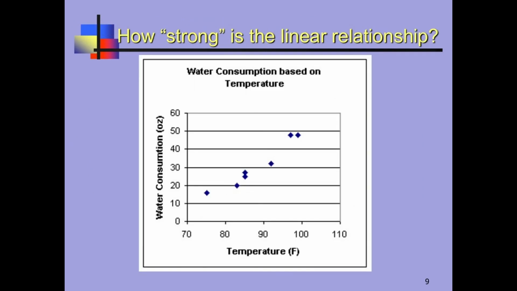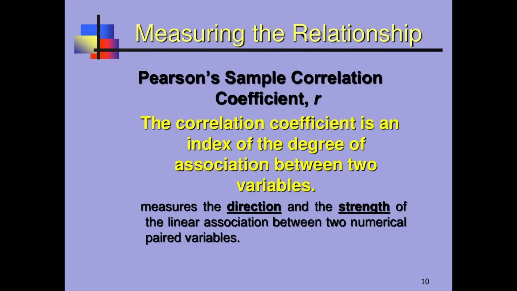How strong is the linear relationship? Water consumption based on the temperature. Here the y-axis is water consumption, and the x-axis is temperature. Measuring the relationship: the Pearson sample correlation coefficient R. The correlation coefficient is an index of the degree of association between two variables. It measures the direction and the strength of the linear association between two numerical paired variables.